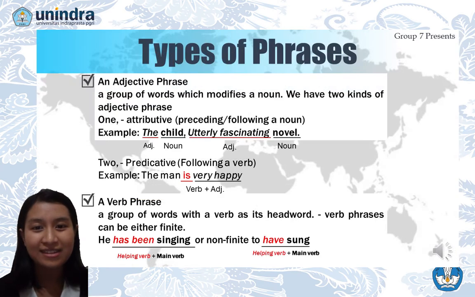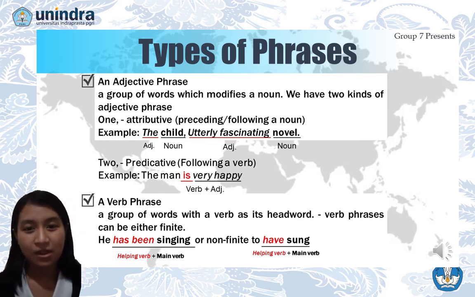2. We have adjective phrase. An adjective phrase is a group of words that modifies the noun. And we have two kinds of it. One is attributive adjective, which precedes a noun. The example of it is the child, very fascinating novel. And second, we have predicative adjective. This adjective follows the verb. For example, the man is very happy.